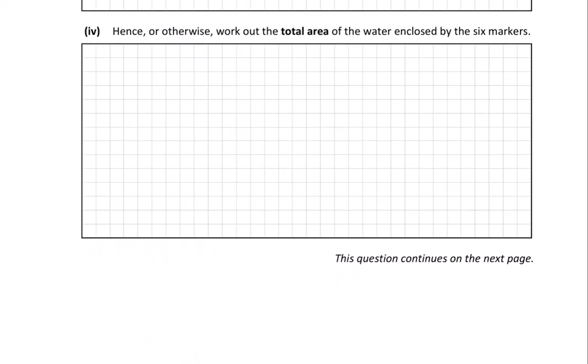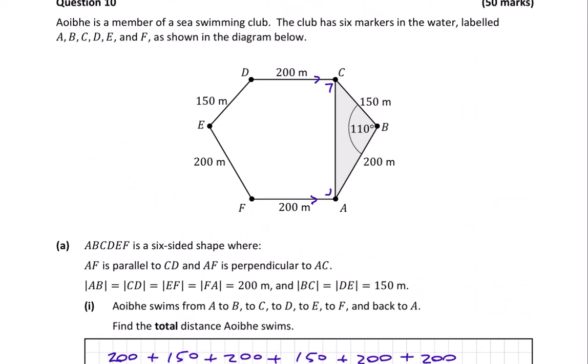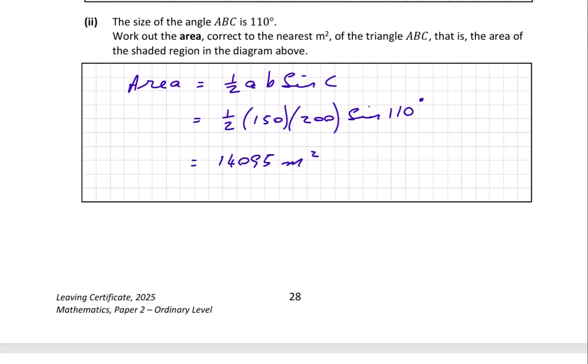Okay, number 4 then. Hence or otherwise, work out the total area of the water enclosed by the 6 markers. So if we look here, what we've got is a rectangle here anyway, and we have 2 triangles, and these 2 triangles are actually the same area because we've got 150 and 200. We've got 150 and 200, and this distance here is the same. We've just worked that out as 288 meters. So we've already found the area of this triangle here. So all we've got to do is double that. That'll give us the 2 triangle areas. Then add those to the area of the rectangle in the middle, which is just 200 times 288. So let's do all of that.